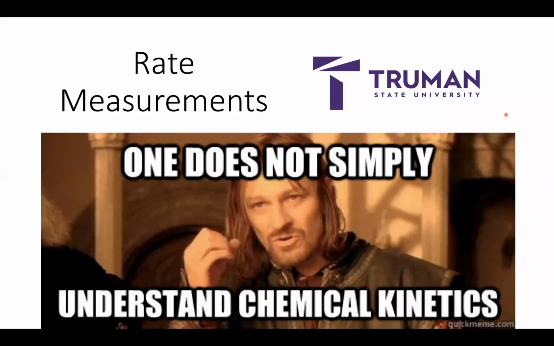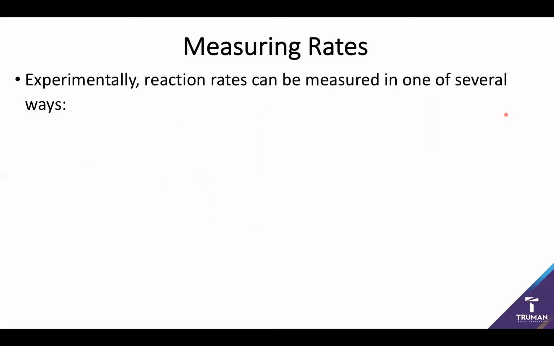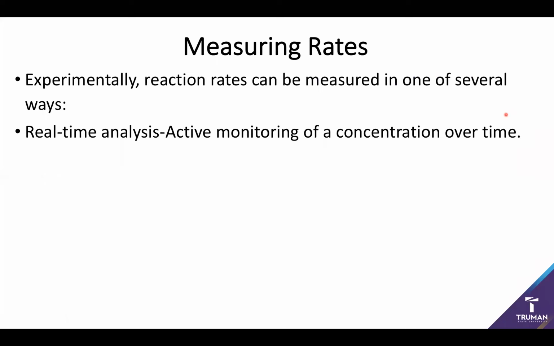Hello, everybody. Today, we're going to continue our conversation on chemical kinetics by focusing in on actual measurements of chemical rates. So, one of the first things we have to think about is the actual physical apparatus that we're going to need to try and measure chemical rates. And so, most of these arrangements are going to fall under one of three major categories. The first is the one you're probably the most familiar with. So this is called real-time analysis.